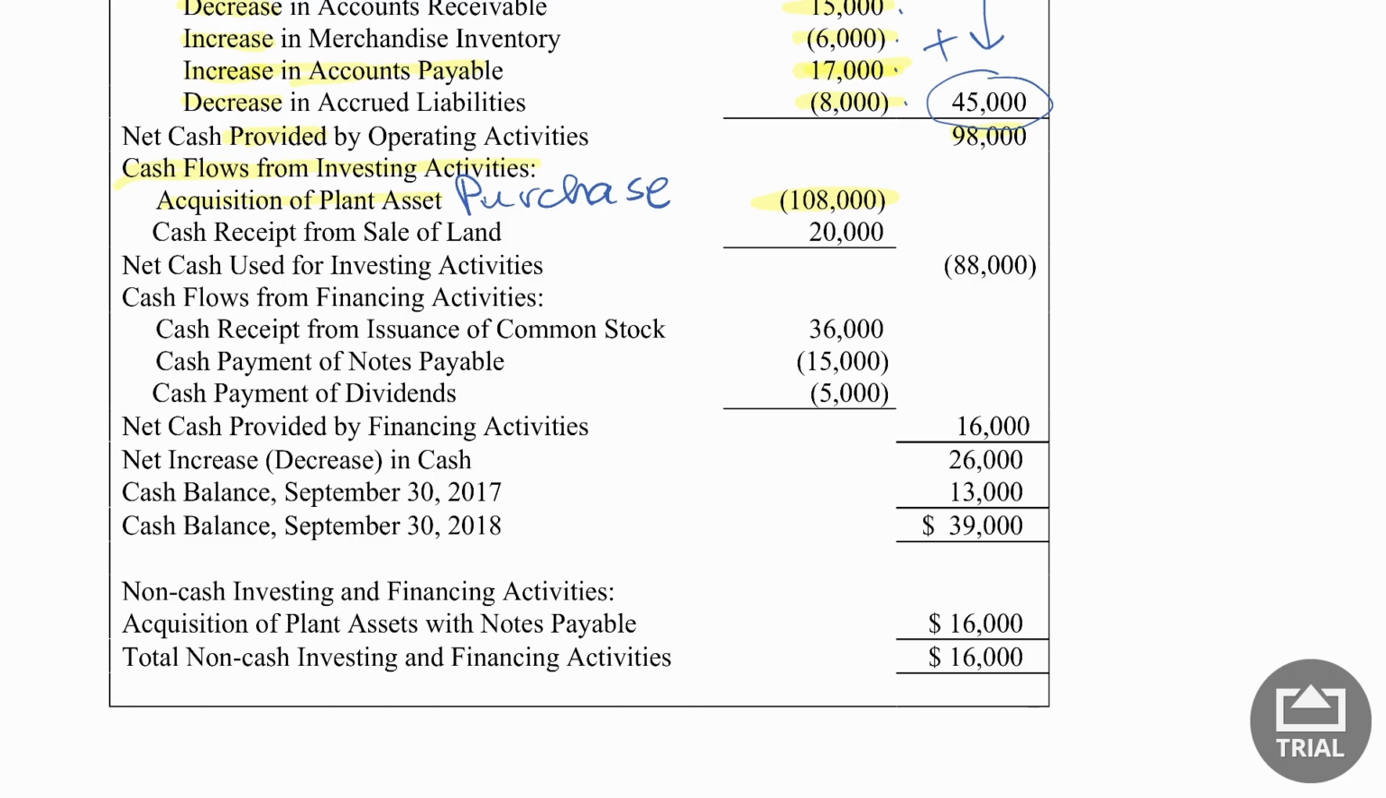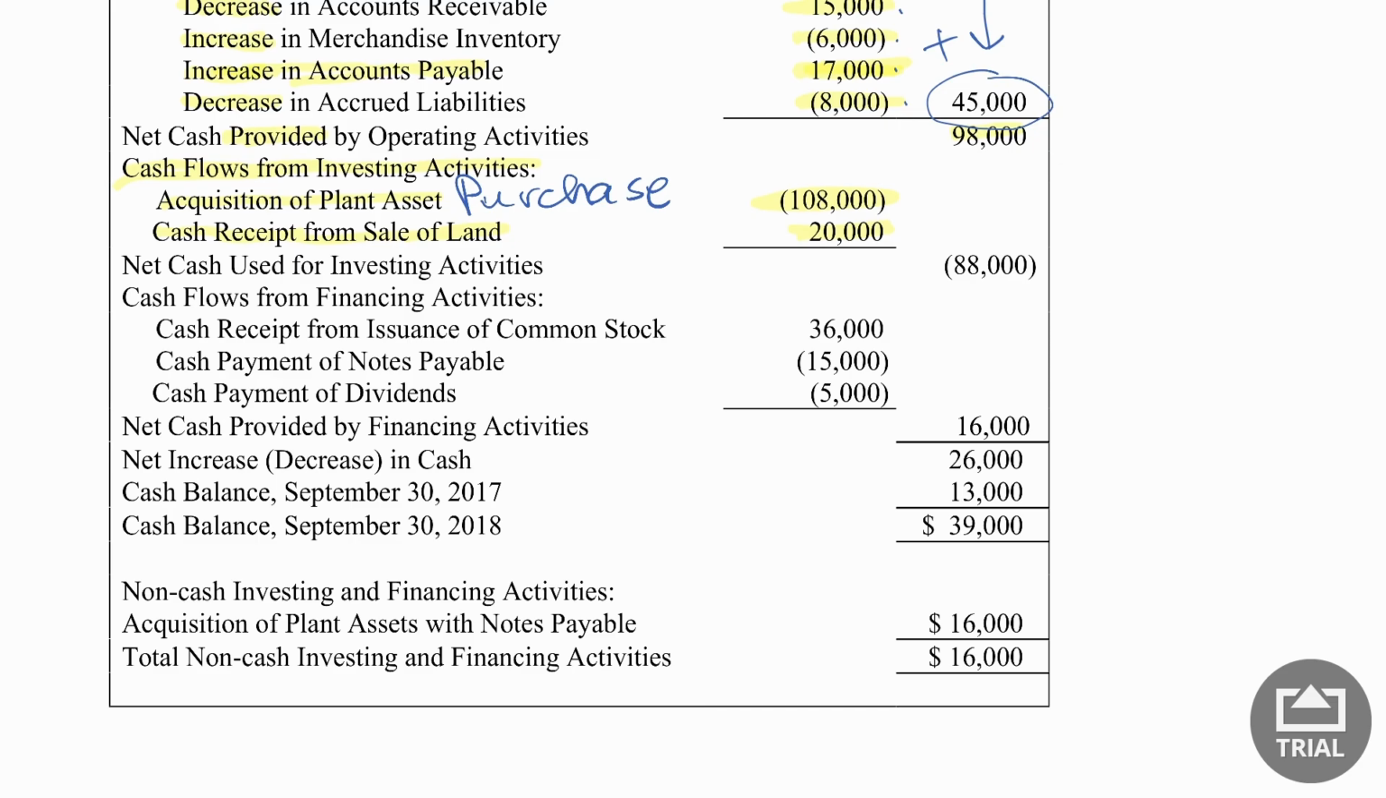B says cash receipt from the sale of land totals $20,000. There was no gain or loss. So I sold land and I received $20,000. Well, land is a long-term asset, so that goes in the investing activities section. And I received money, so that's a positive. So cash receipt from sale of land, positive 20.